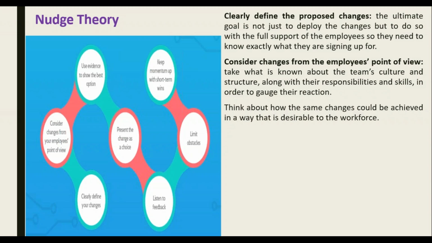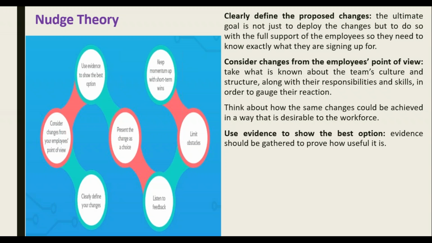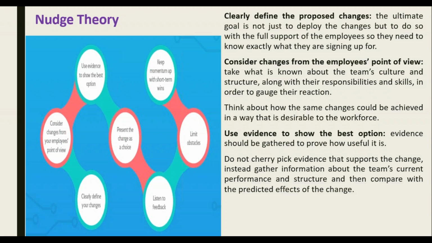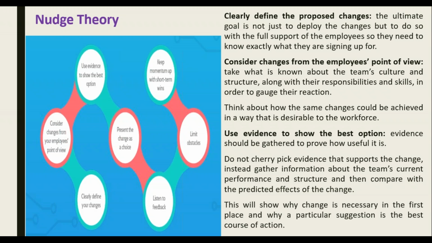Use evidence to show the best option. Once the change has been presented to fit with the team's priorities, evidence should be gathered to prove how useful it is. It would be my advice: don't cherry-pick evidence that supports a change. Instead, gather information about the team's current performance and structure, and then compare that with the predicted effects of the change. This will show the employees why change is necessary in the first place, and why a particular suggestion is the best course of action.